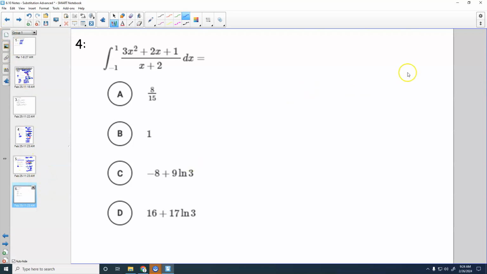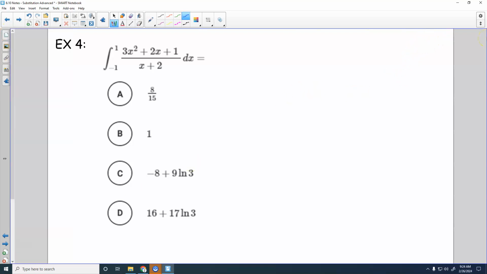Okay, let's look at our last one. What should we do on this one? This one's long division. This is not inverse trig. So let's do another practice with some long division.